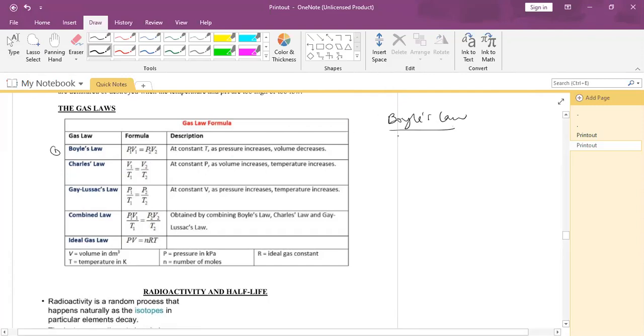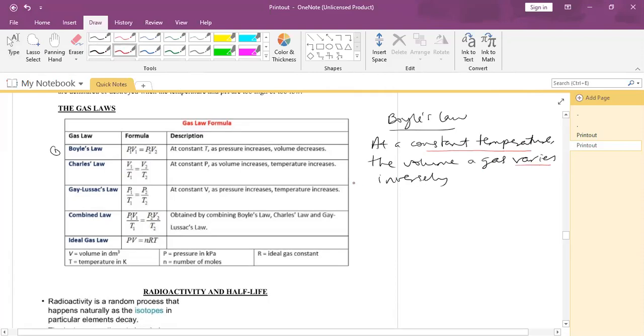His law states that at a constant temperature, so take note of this, constant temperature, I'm going to underline that, it's very important. At the constant temperature, it says that the volume of a gas varies inversely, I'm going to underline that, inverse variation. So it varies inversely as the pressure, right? So the inverse variation is very important here. So at a constant temperature, the volume of a gas varies inversely as the pressure.